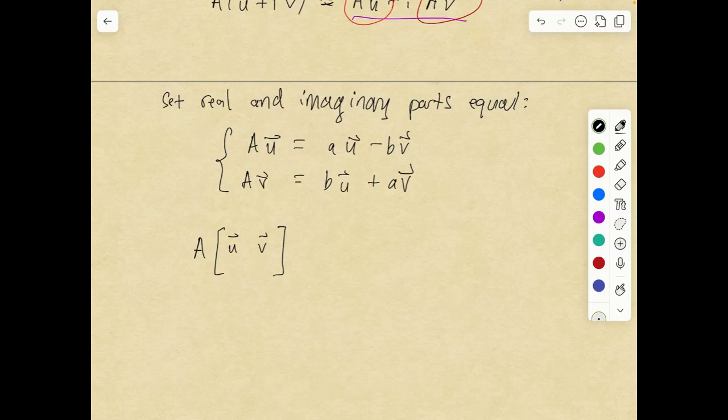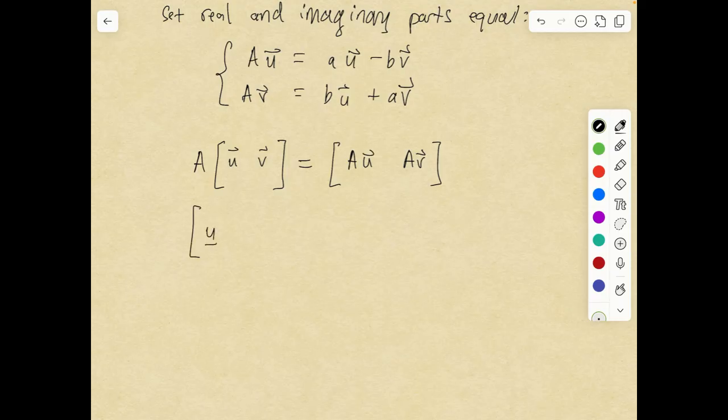Well, this is just the matrix whose columns are AU and AV. Because remember, when you have a matrix and then you multiply by a matrix on the right, you take your matrix A and then you multiply by the individual columns. And those give you the columns of the product, right? So this is going to be the matrix where the first column vector is AU, the second column is AV.